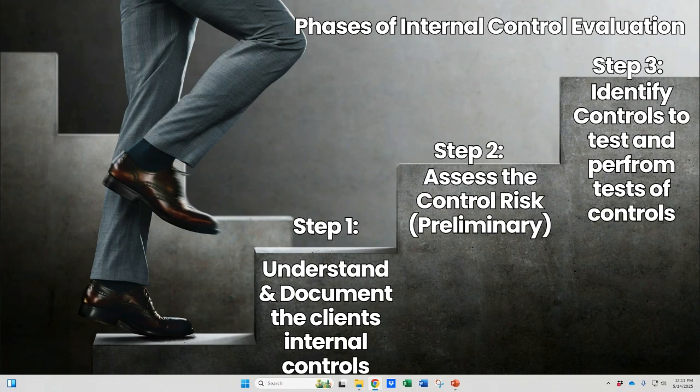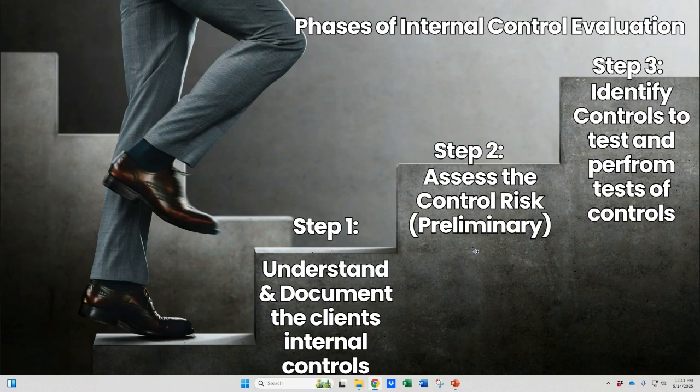our organization. In our last video, we went through a number of different controls that management could put in place. So the first thing we have to do is understand what controls management has put into place and document that understanding. Then we come to assessing the control risk amount.